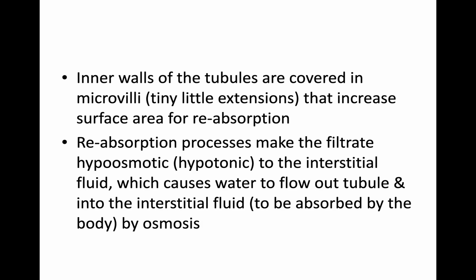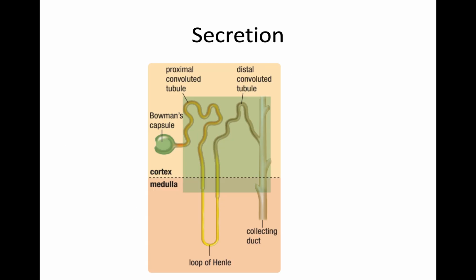So the inner walls of the tubules are covered with microvilli that increase surface area for reabsorption. These are used all over your body, including your small intestine. Anyways, the reabsorption process makes the filtrate in that tubule in the nephron hypotonic to the interstitial fluid, which causes water to flow out and into the interstitial fluid by osmosis.